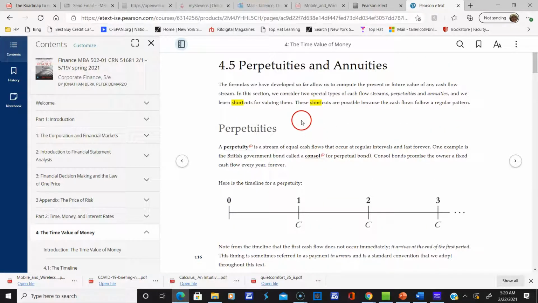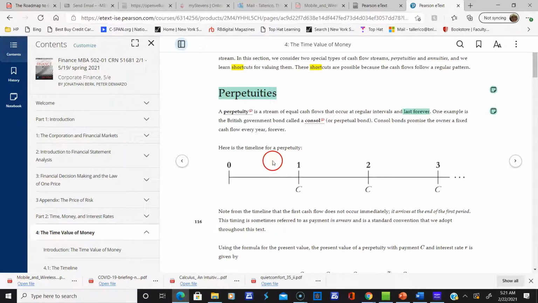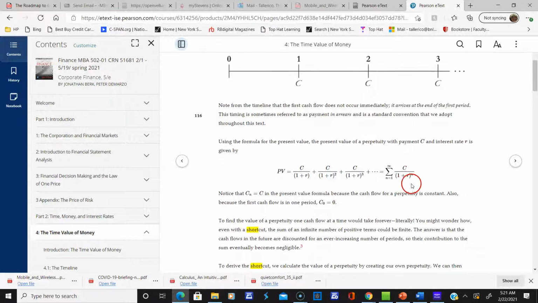All right, so perpetuities, from the word perpetual, goes on forever. So it's basically a stream of equal cash flows at regular intervals, and here's the magic words. They last forever, okay? One example is called a consol, which is a bond that pays you forever, okay? So here's the timeline for a perpetuity, and you can see it's going on forever here.